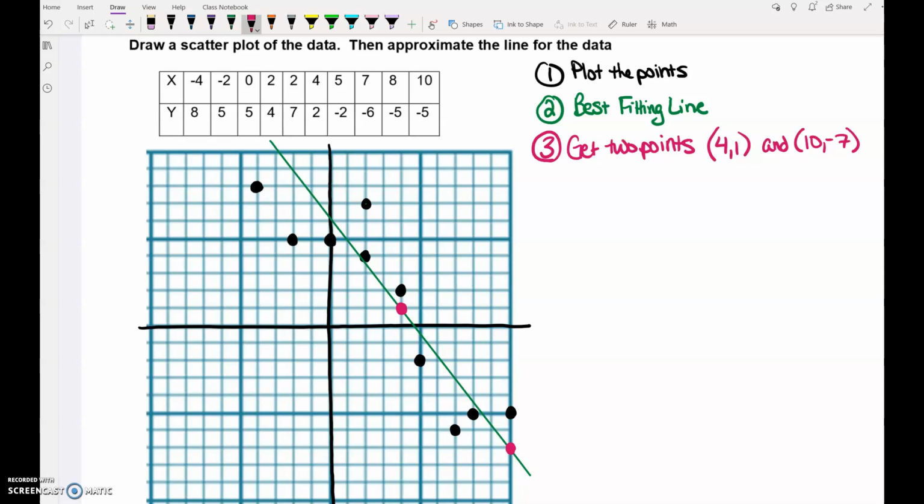You also want to try not to have 2 points that are super, super close to each other because that's going to make your slope not quite as accurate. So you want one of them to be kind of over somewhere on the left half of the line and the other one to be somewhere on the right half of the line.